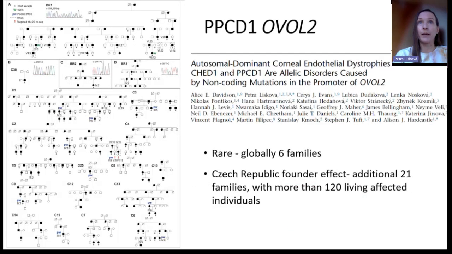PPCD1 is caused by promoter mutations located in OVOL2 or located in the promoter of OVOL2. So generally, one would say it's rare globally, except for the Czech Republic. There were only 6 families described today. However, because of the already mentioned founder effect, we have additional 21 families currently with more than 120 living affected individuals.